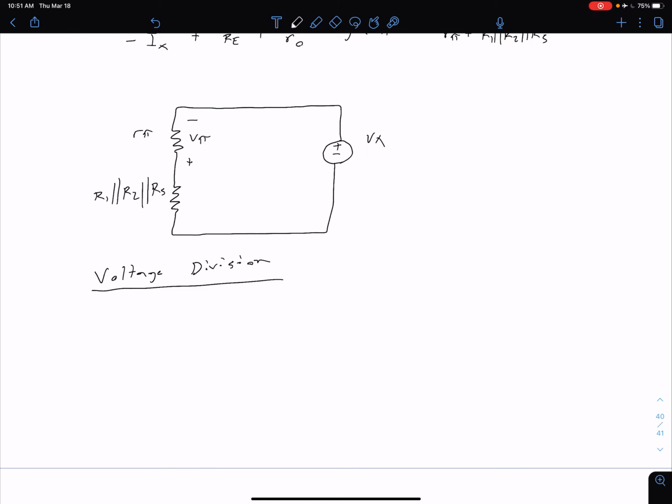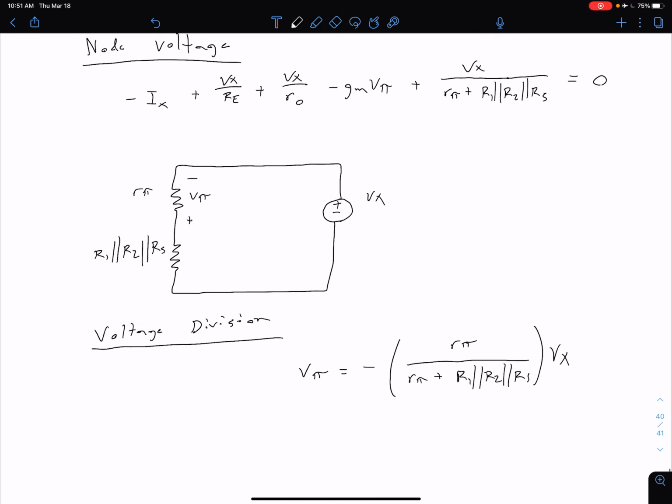So from voltage division, we see that our V pi is equal to negative, because of the difference in the polarity orientation, R pi divided by R pi plus the other resistor, which is R1 parallel R2 parallel RS, and then we multiply that by the input voltage, which is Vx. Now if we take this V pi equation and substitute it into the previous expression to get rid of V pi, we have everything in terms of Vx, Ix, and resistor values and parameters for our transistor.